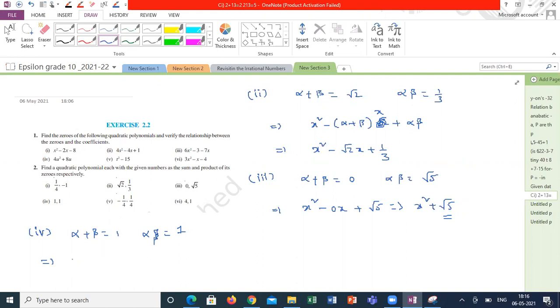Sir, x square minus 1x plus 1. Super. x square minus 1x plus 1. Fifth question: alpha plus beta is equal to minus 1 by 4, alpha into beta is equal to 1 by 4. What is the answer?